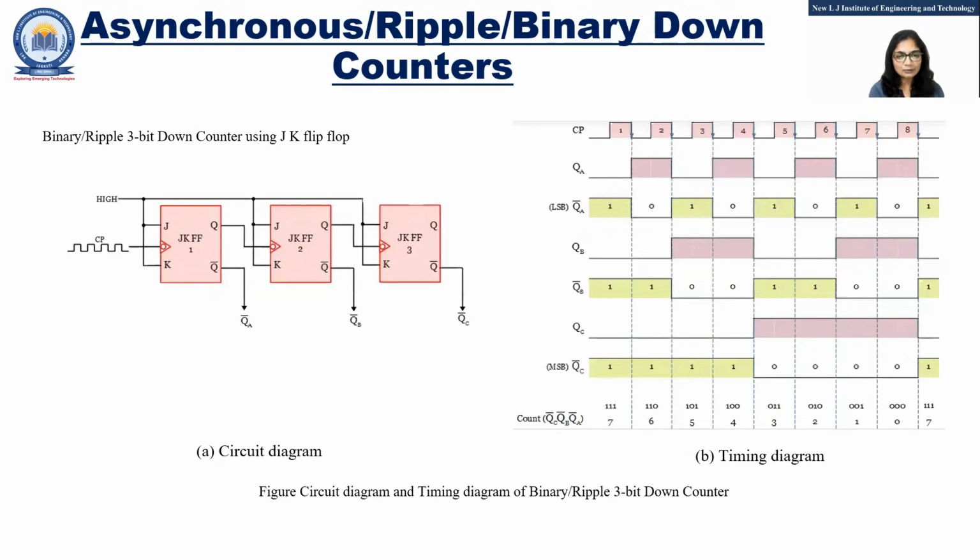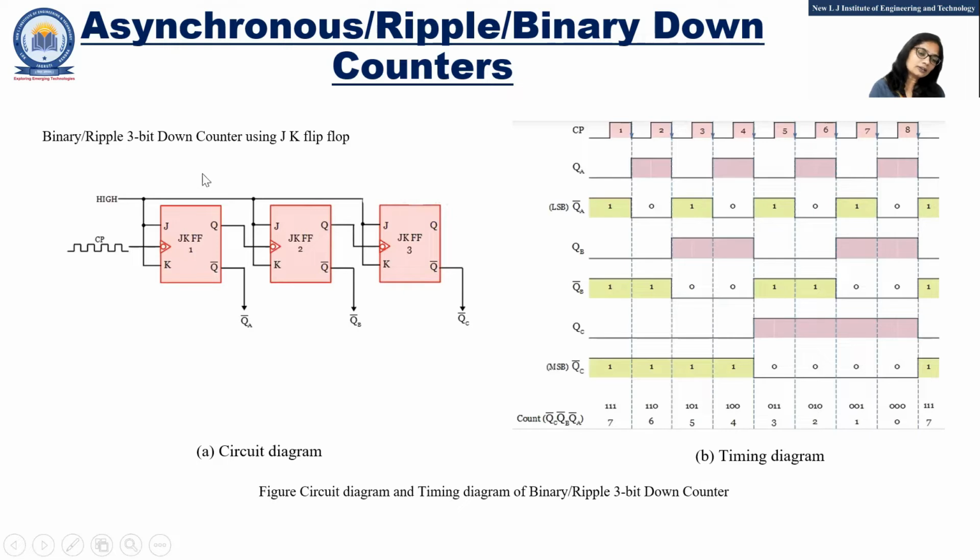Fine. Now we will see down counter. What is the difference between up counter and down counter? Up counter will count from 0, 1, 2, 3 up to 7. But here in down counting, it will start counting from 7. Down counting 7, 6, 5 up to 0. Then again the flip-flops will reset and start counting from 1, 1, 1.